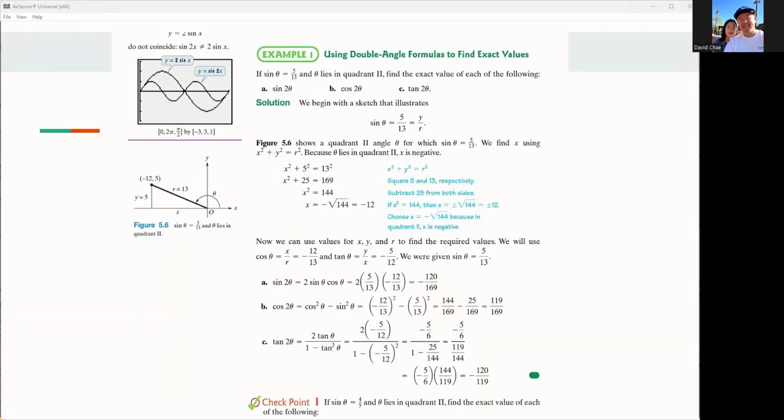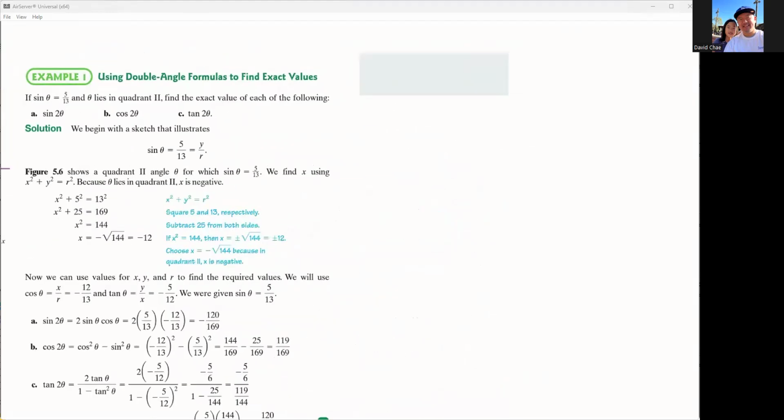All right, so example one is not too bad. We've been doing this a while now, where you have sine theta equaling 5/13, right? It's in quadrant 2. So we know that if it's in quadrant 2, and sine theta is 5/13, this is 5, this is 13. Pythagorean triple. What's this side here equal to?